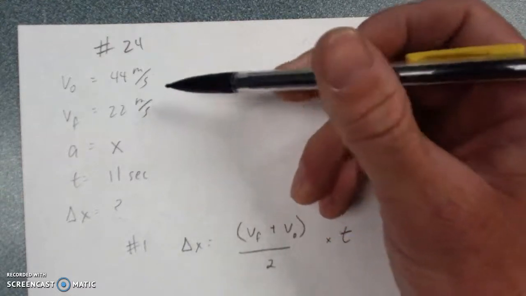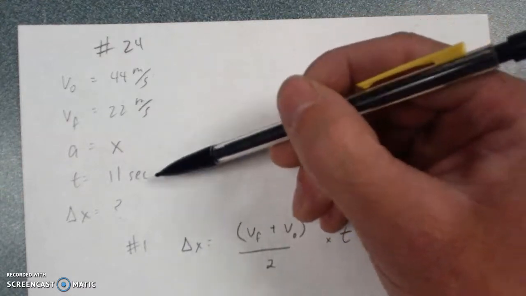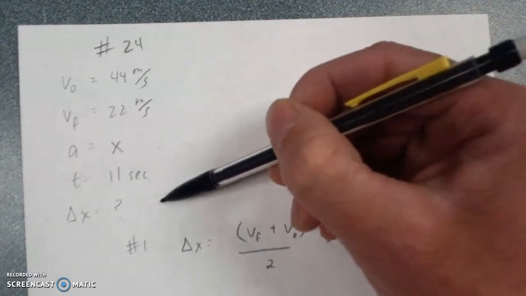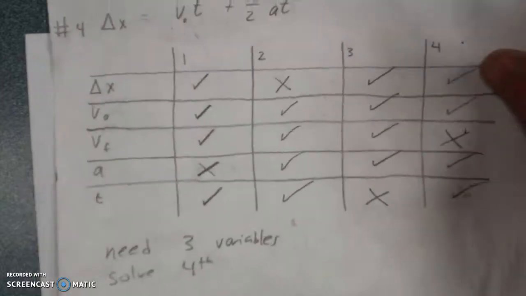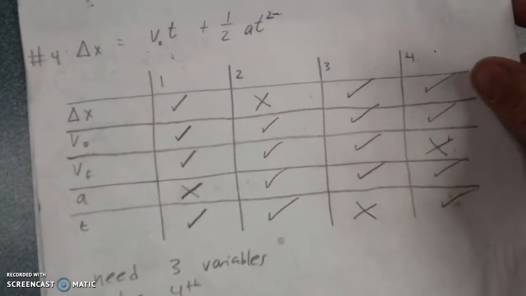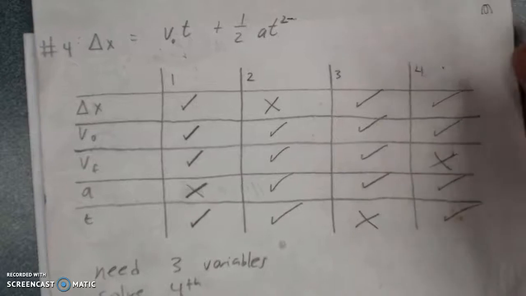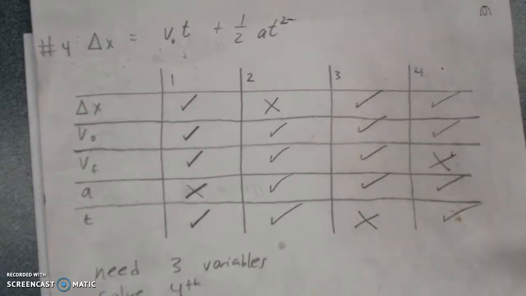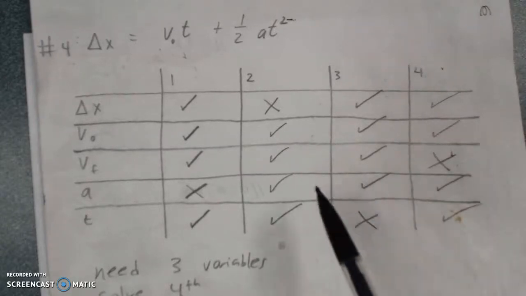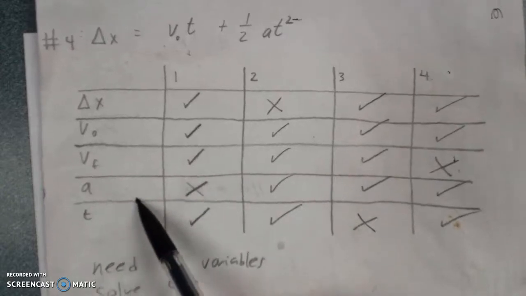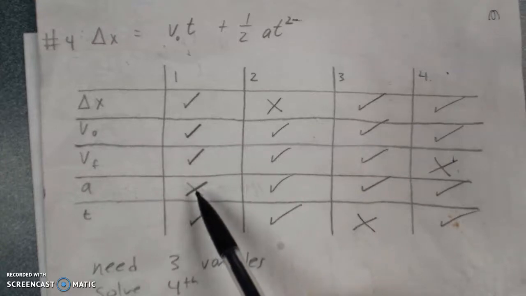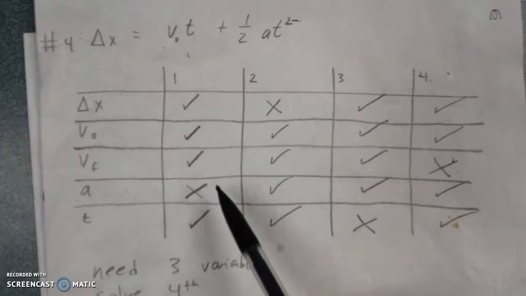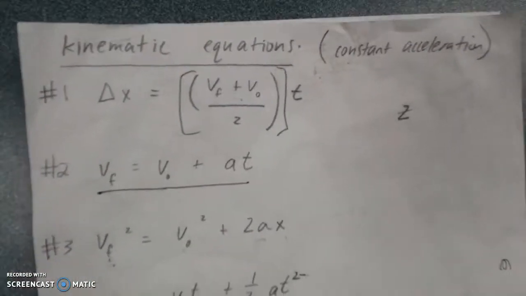So once I've listed the 3 things that I know, what I'm looking for, and then what I don't care about, I'll take a look at that chart. And the one I don't care about was acceleration. And so that's going to guide me to the equation that will make the most sense to use. So you can see, here's my acceleration variable. Equation 1 does not have acceleration in it. So that means I'm going to want to use equation 1, which is up here.